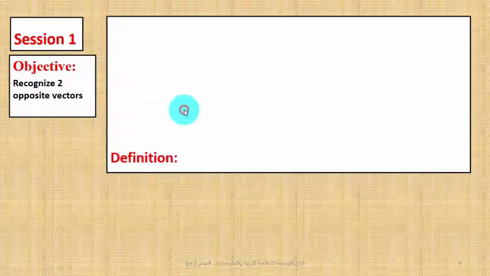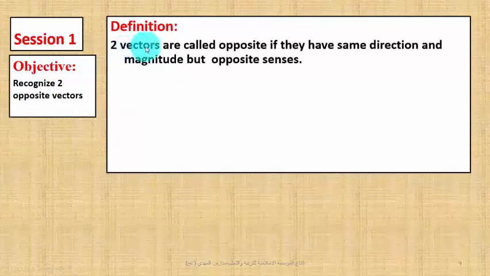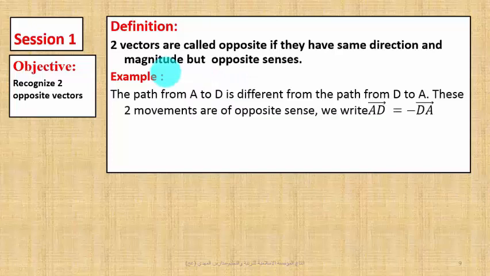Now our objective is to recognize two opposite vectors. Definition. Two vectors are called opposite if they have same direction and magnitude but opposite senses. They are in opposite senses. That is, the beginning of the second vector is the ending of the first vector. Example. The path from A to D is different from the path from D to A. Pay attention. A to D here, D to A. These two movements are opposite senses. We can write vector AD equal minus vector DA.